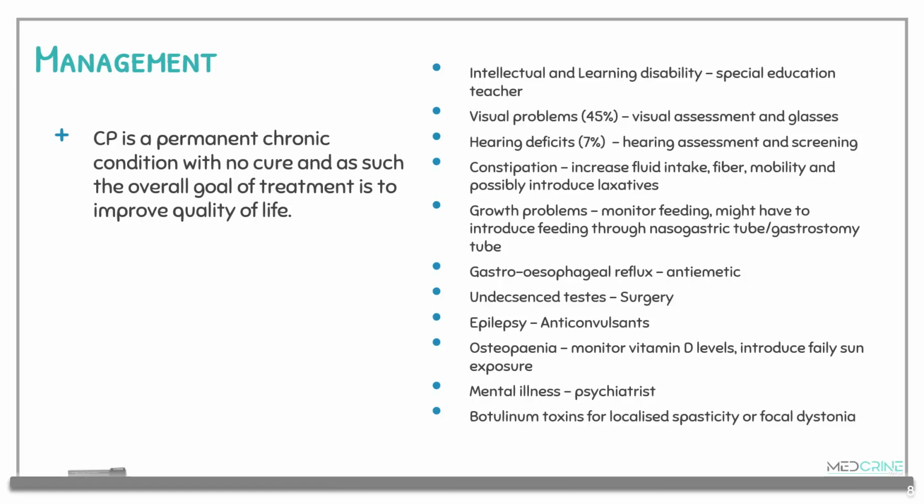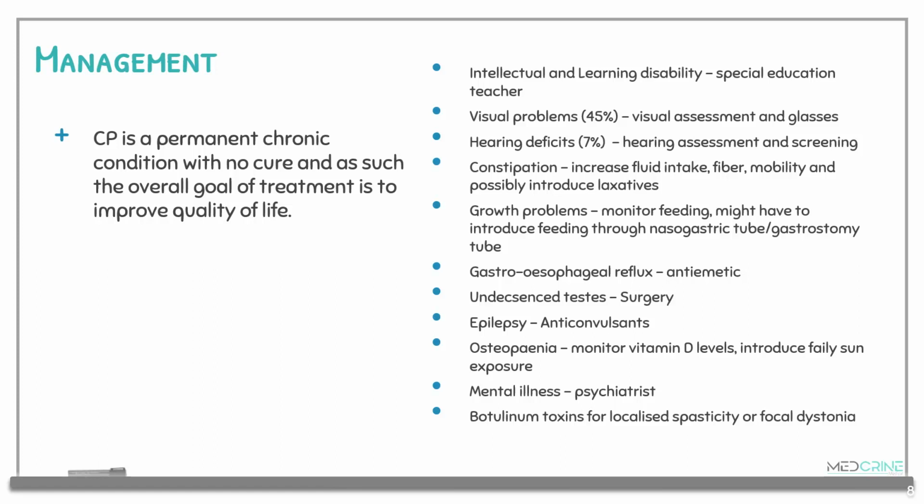Hearing deficits can be assessed and screened for in these children. Constipation can be prevented by an increased fluid intake, enough fiber intake, mobility, and probably introducing laxatives to the diet of these babies. Growth problems can be managed by monitoring their feedings, and may require feeding through a nasogastric tube or a gastrostomy tube.